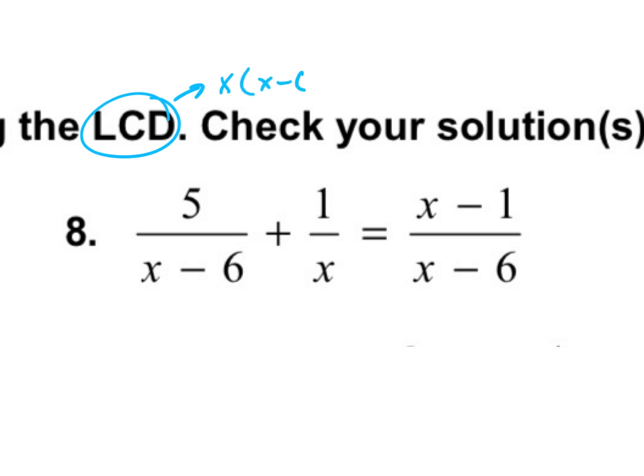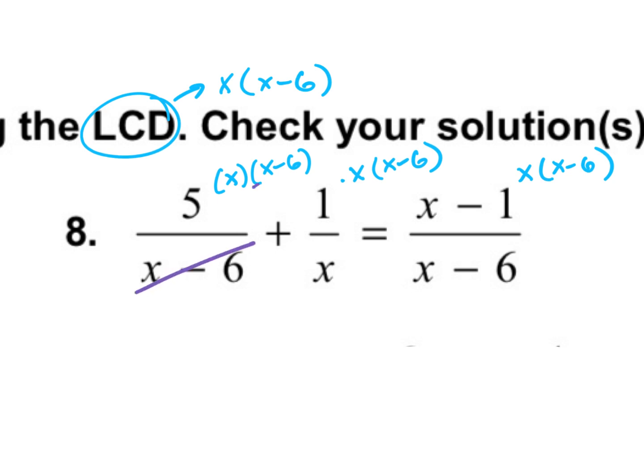x times x minus 6 for number 8. So once we figure out what our least common denominator is, we have to multiply that to everything. So everything gets multiplied times x and x minus 6. What would I do next? Cancel out. If it's already in the denominator, I don't have to multiply that term.